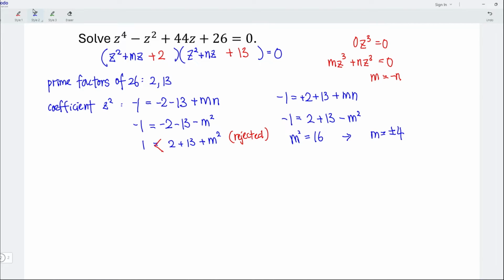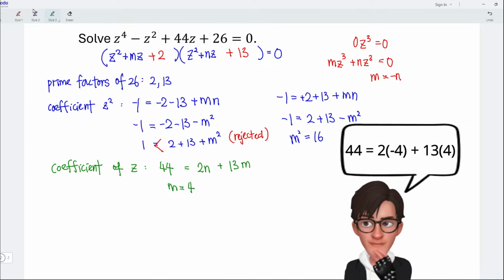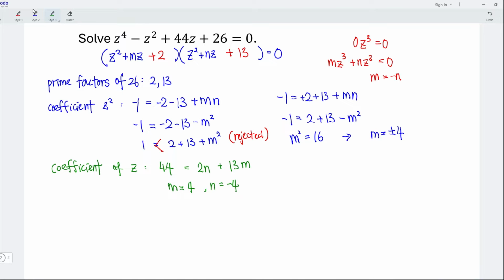Next, what we have to do here is to determine whether m is positive or negative 4. Very simple. Let's consider the coefficient of z of the original equation, that is 44. To get this term, we should either take 2 multiplies n or 13 multiply n. To fulfill this equation, m must be equal to 4 while n is equal to negative 4. Therefore, the two quadratic functions are z squared plus 4z plus 2 multiply z squared minus 4z plus 13 is equal to 0.